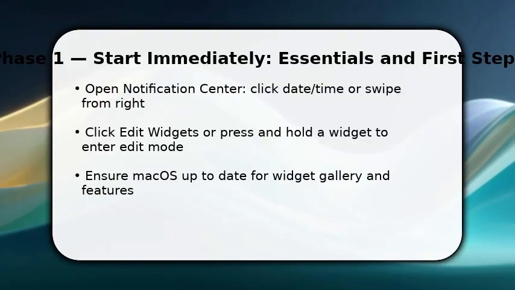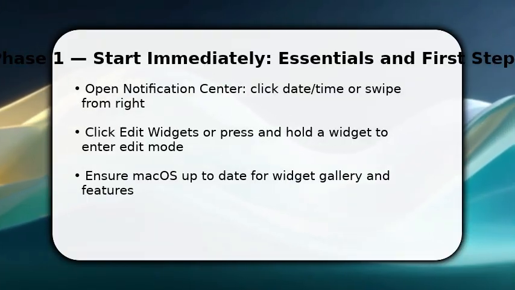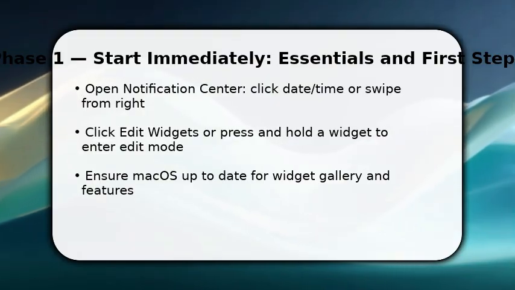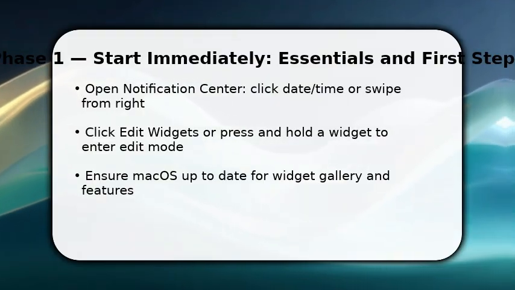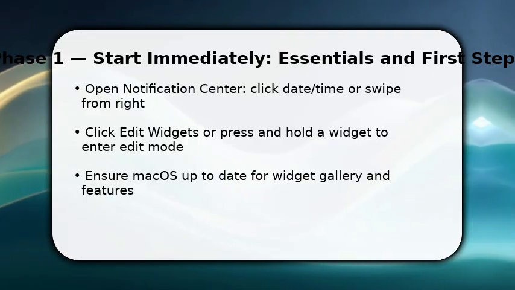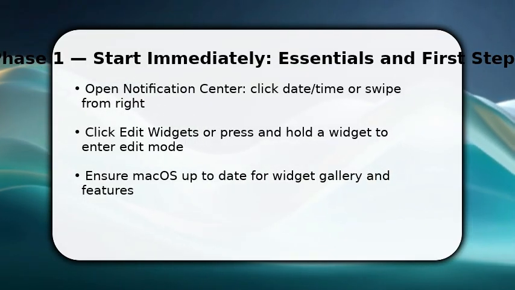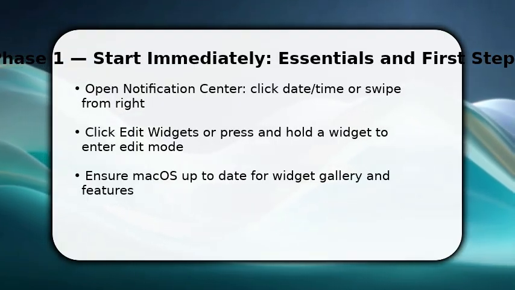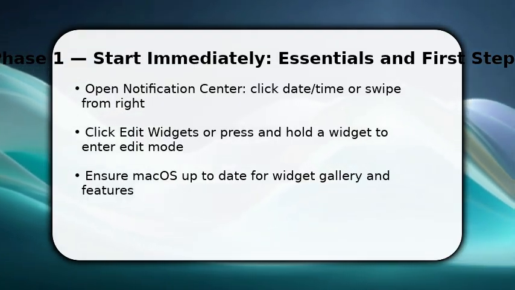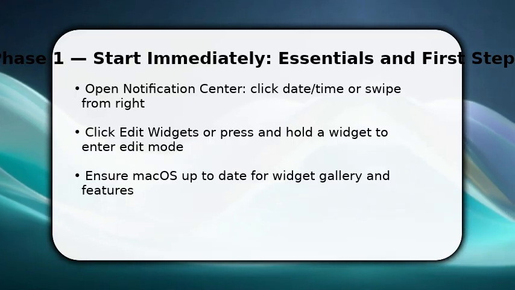Enjoy the video. You start by opening the Widgets drawer now. Click the date/time in the menu bar or swipe left from the trackpad. Once visible, click Edit Widgets or press and hold any widget until items jiggle. You do this to access the gallery and placement controls. Make sure macOS is updated so the widget gallery shows all options.